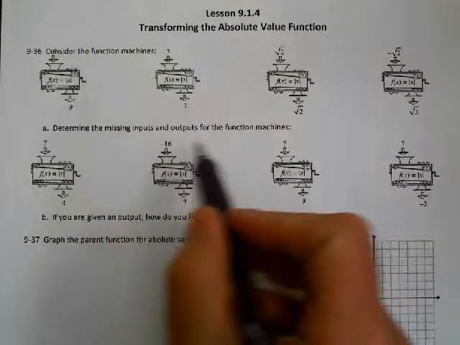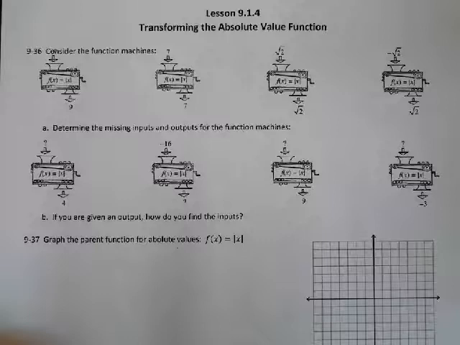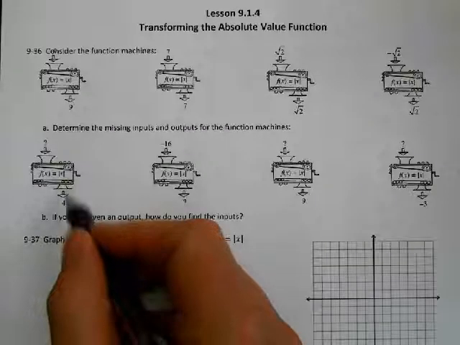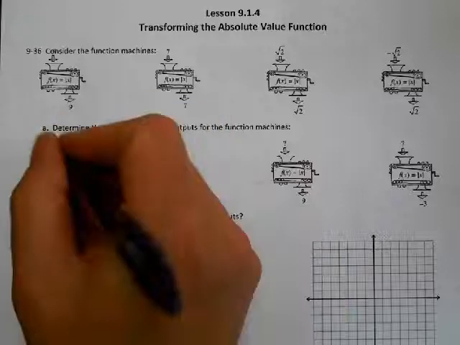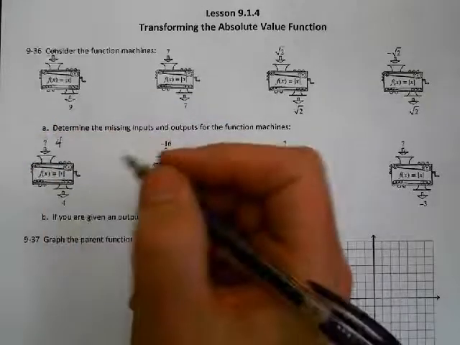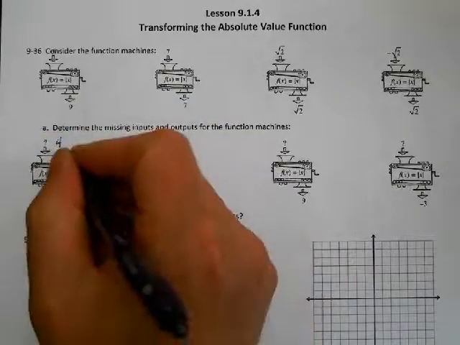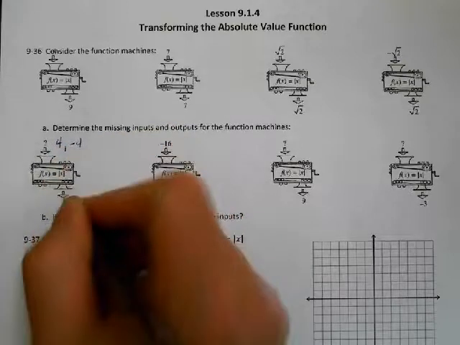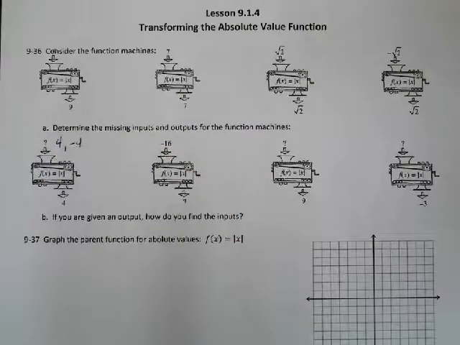So look at this one: determine the missing inputs and outputs for the function machines. Okay, so our output is 4. What could we have put in there to get that? Well, we could have put in 4, but also you have to remember that if you put in negative 4, it will also give you an output of 4. So there are two inputs that work for that one.